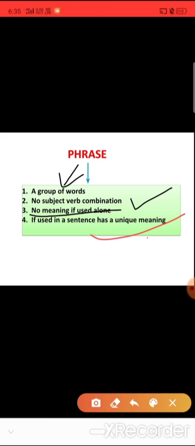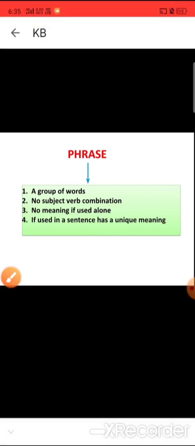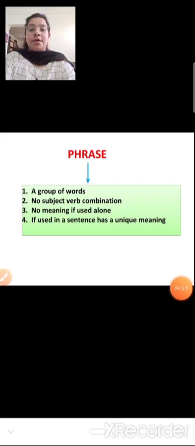First thing. Second thing, that no subject-verb combination is there. There is no subject and verb to make it a full sentence to convey the thought in the phrase. And the third thing is that it has no meaning if we use it without a proper sentence. And the fourth is, if we add it to a sentence, it has a unique meaning. So now we have seen what phrases are through the example. I hope that you understand what a phrase is.